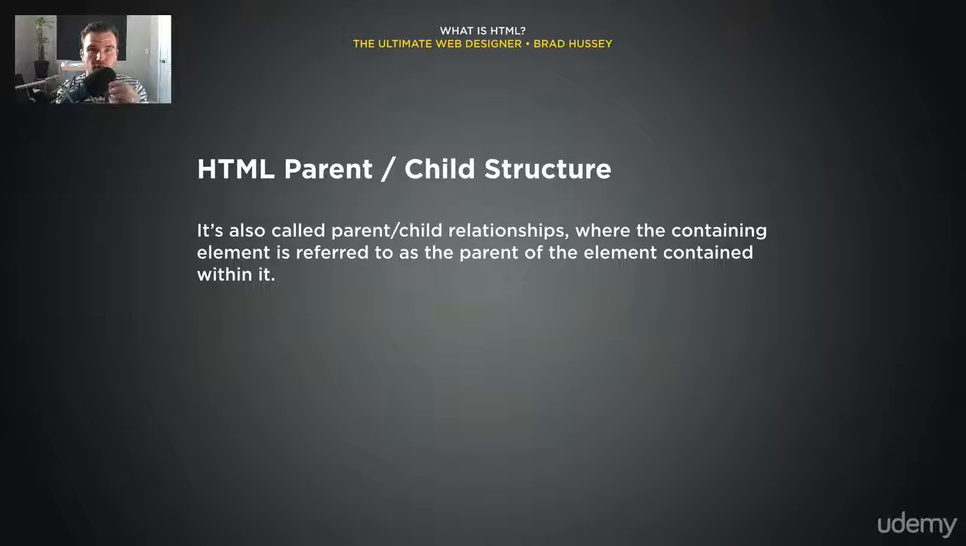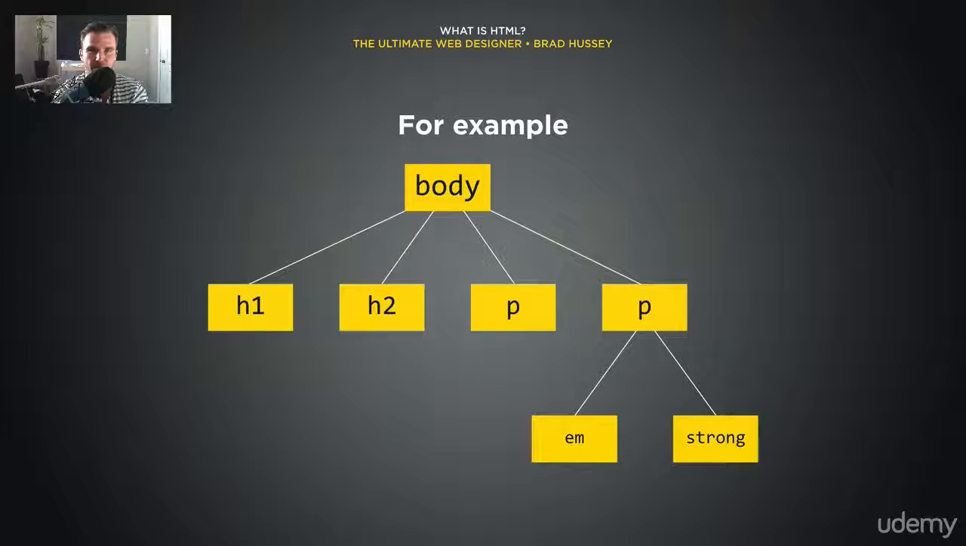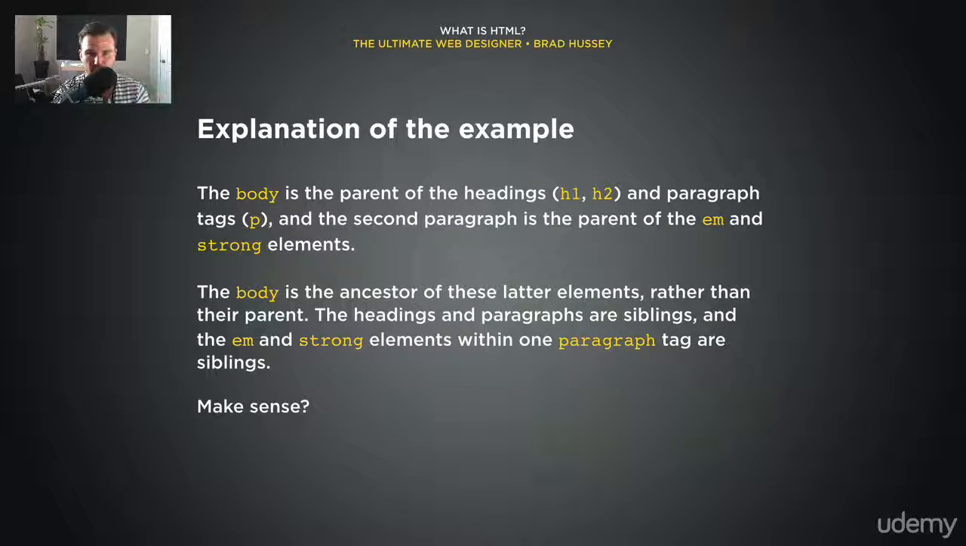The relationship between the HTML elements are called parent and child relationships, where the containing element is referred to as the parent of the element within it. So, for example, think of it like a family tree, because that's exactly what it's like. We have the body tag, and within the body tag, we can have things like headings and paragraphs, and within certain HTML tags, you can have other tags nested within it. So here, in this example, the body is the parent of the heading tags and the paragraph tags.